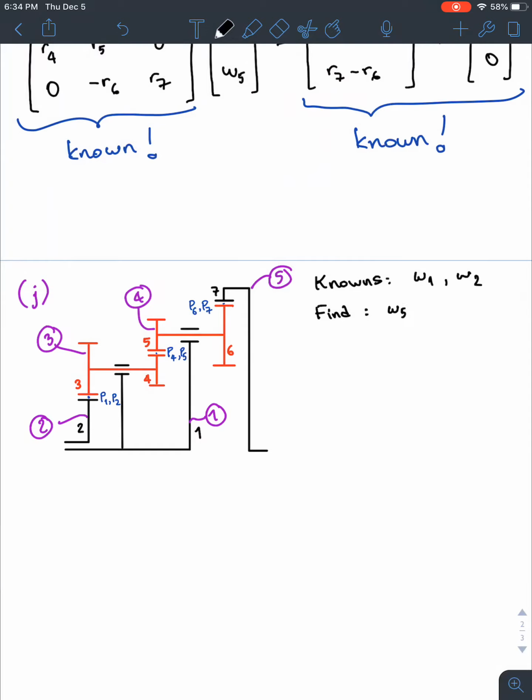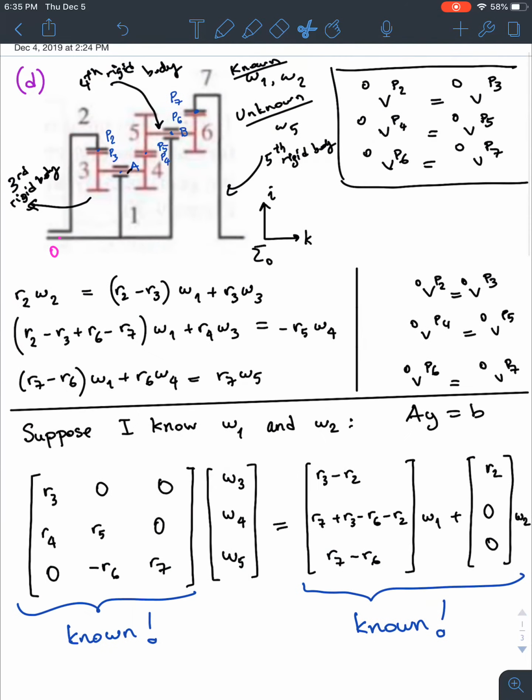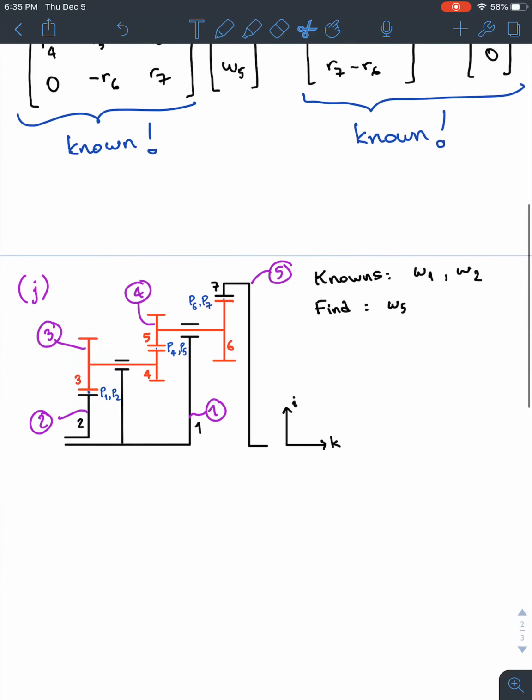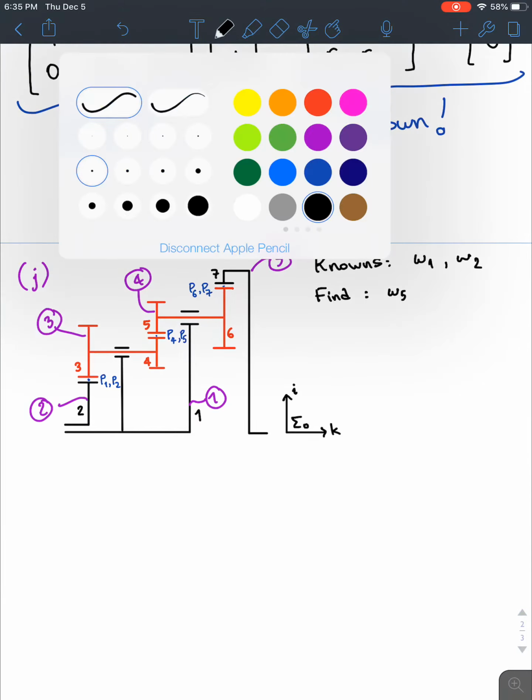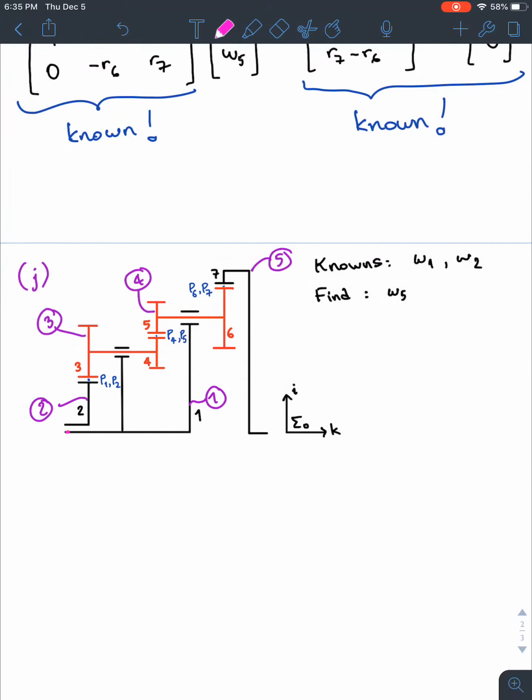So I'm going to call it omega 5, because the angular velocity of the fifth rigid body is just omega 5 in the k direction, as long as I define my axis to be i that goes up the page, and k that goes horizontal in the page. This is sigma naught. And let's have a point that's fixed on the Earth, again some point O that's fixed in the frame sigma naught. Okay, let's work through this problem.